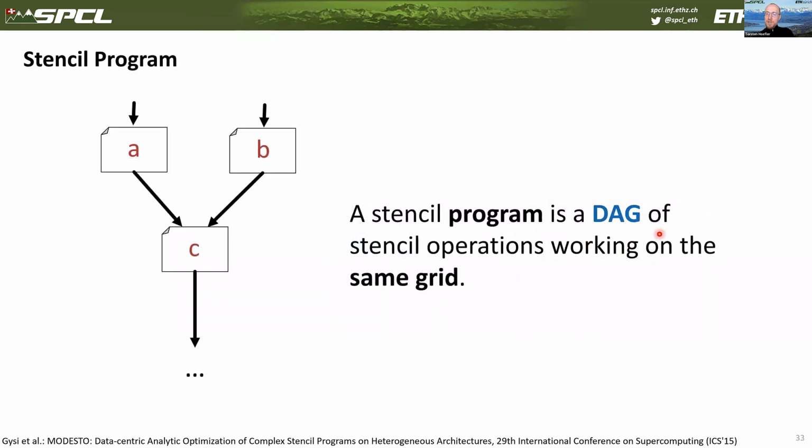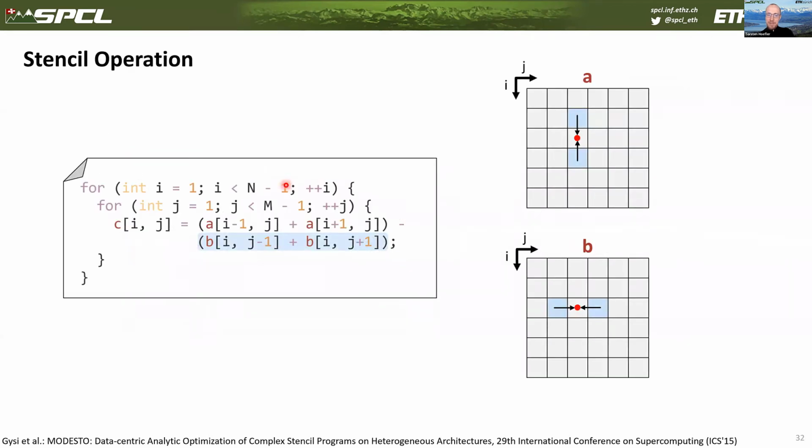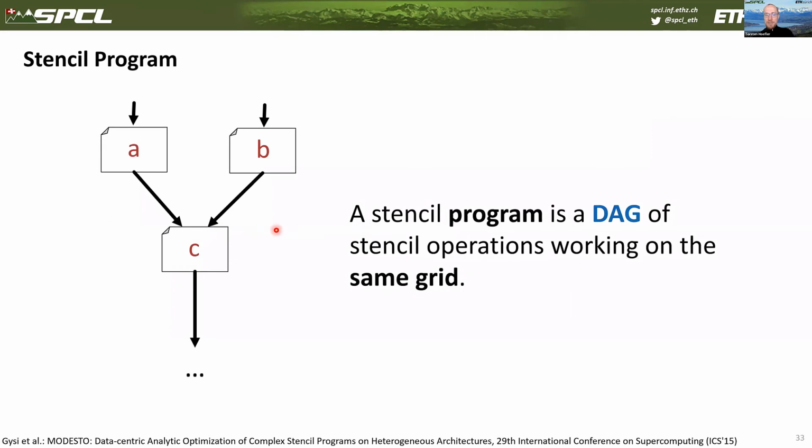Now a real weather simulation actually does not only have a single stencil like that guy, but in fact has hundreds of these stencils. And these stencils produce so-called fields. So a stencil program, in brackets, a weather simulation or climate simulation for that purpose, is a directed acyclic graph of those stencil operations that are working on the same grid, because it's always the Earth. So the grid doesn't change. But the operation changes because you may be interested in humidity.